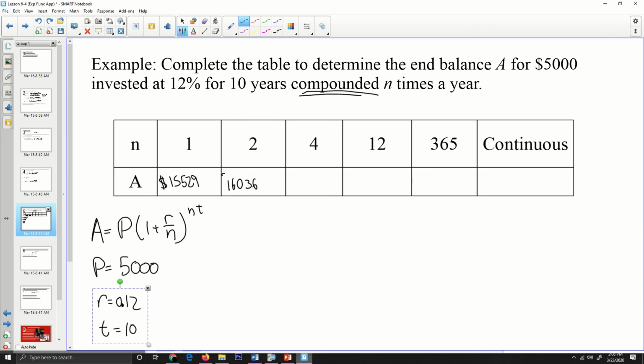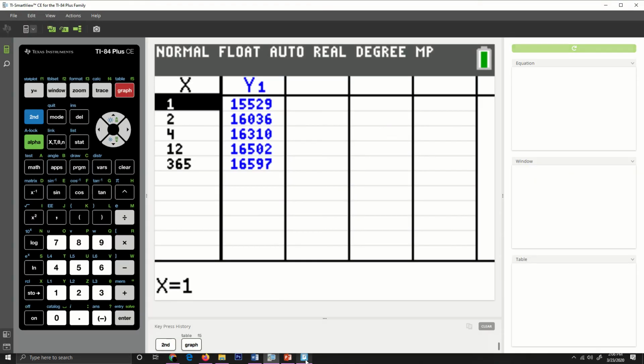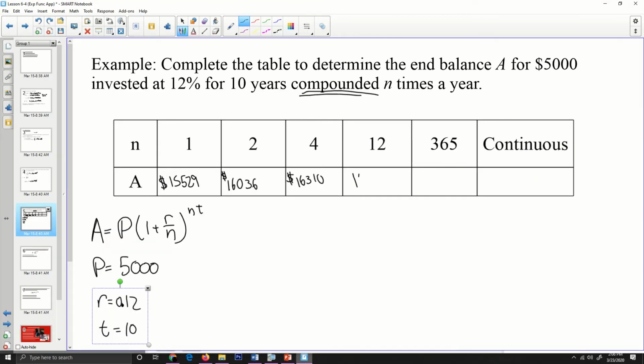16,036. Put some dollars there. The next one, 16,310. The next one after that, 16,502. And the last one, 16,597. And these are all dollars. And again, there's probably some change, but we don't have that, so we'll move on.